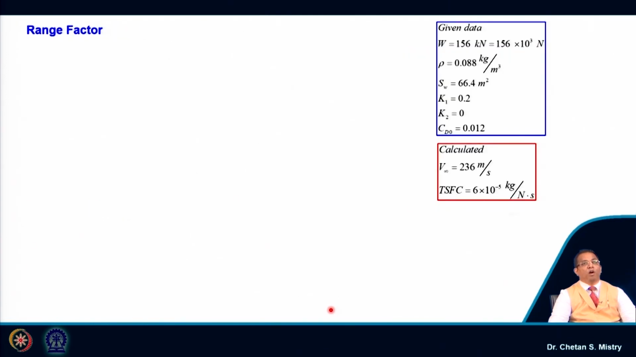Okay. Now, the next important parameter we need to calculate is our range factor. This range factor we have defined in terms of thrust specific fuel consumption and my L by D ratio. In this case, in place of L by D, I can write CL by CD. We know my thrust specific fuel consumption, we know my V infinity, but we do not know my CL and CD, my lift coefficient and drag coefficient.